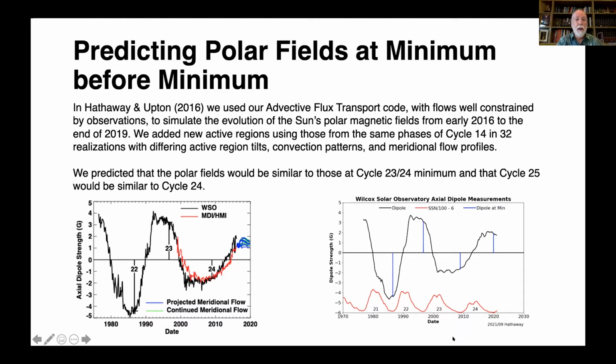So the bottom left is the figure from that paper, with the blue and green lines at the end showing our prediction for what the axial dipole should do. And then on the right is the observation. So we did pretty good, indicating that cycle 25 ought to be similar to cycle 24. This work suggested maybe slightly smaller.